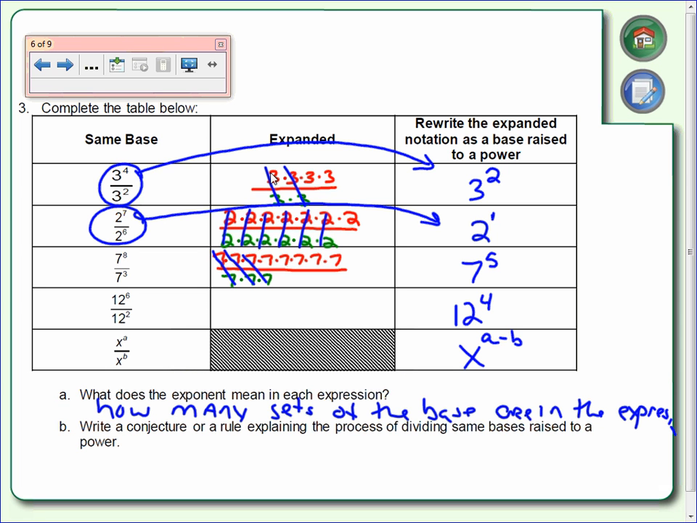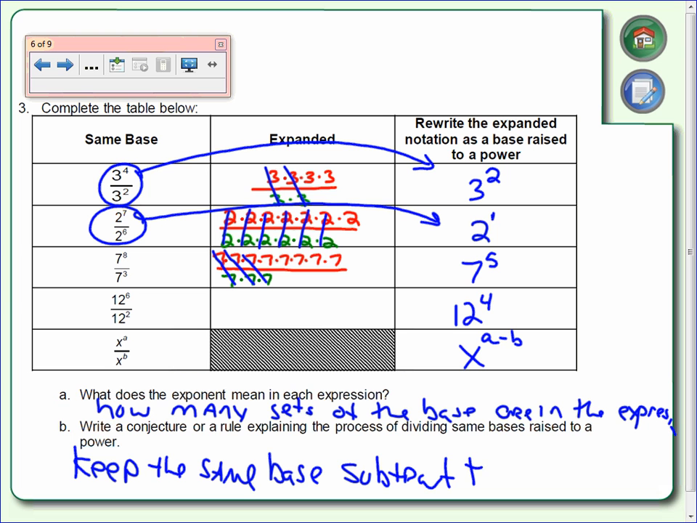B. Here's where that shortcut comes in. B. Write a conjecture or a rule explaining the process of dividing the same base raised to a power. So what's the rule, the shortcut? Keep the base. Like we did earlier, keep the same base, but this time we're going to subtract the exponents.